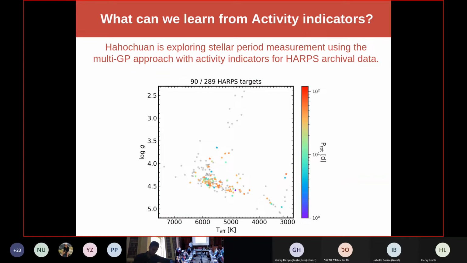Another very important work being done here in Oxford by Hao Chan is measuring periods from a sample of stars which have been intensively observed by HARPS. He's trying to measure the period for stars with different spectral types. So also stay tuned to see what Hao Chan can find.